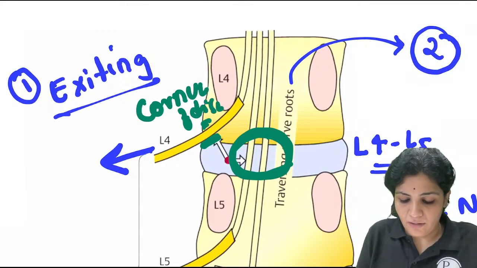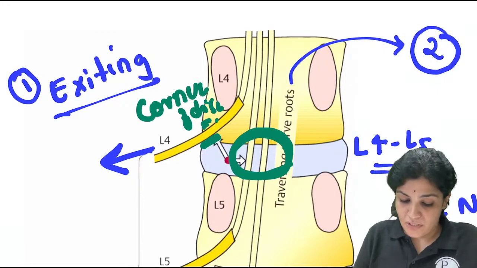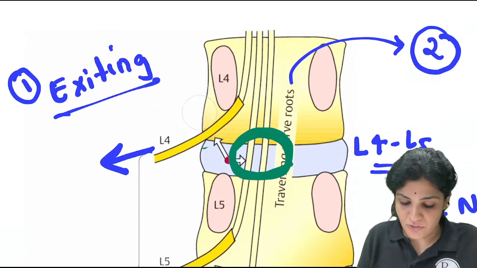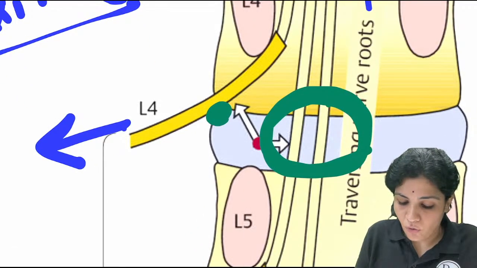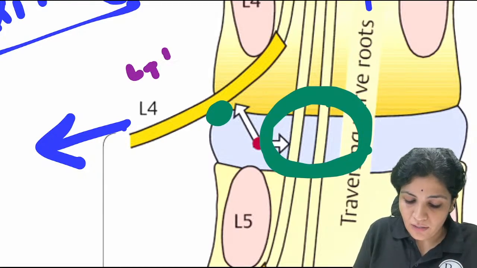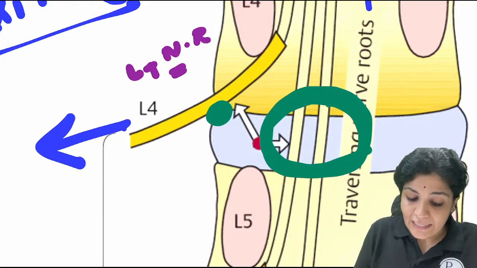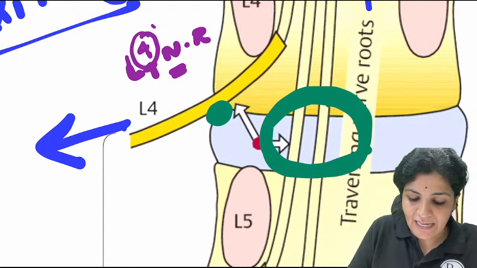will get involved. So that will lead to foraminal stenosis, right? So whenever this foramen is involved, then there will be damage to your L4 nerve root. Understood? Then the exiting nerve root will be affected. So exiting nerve root here is L4.